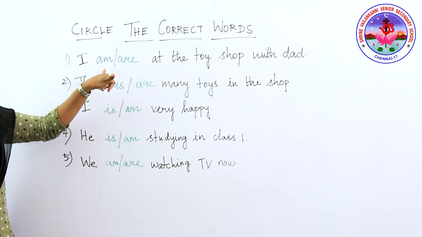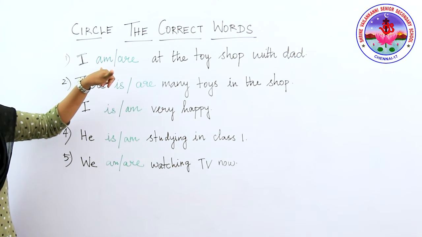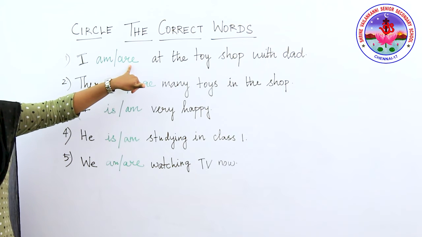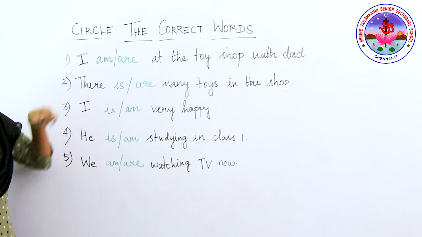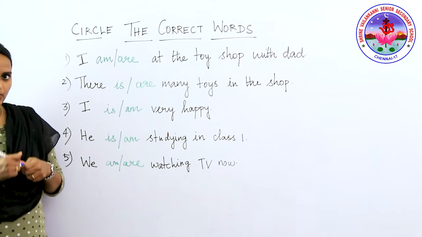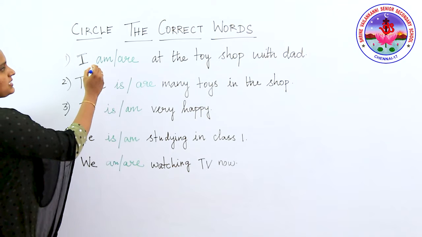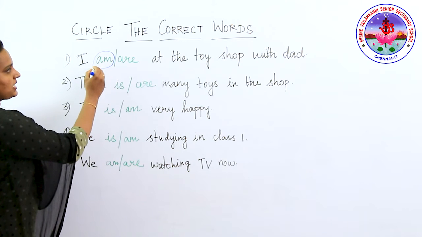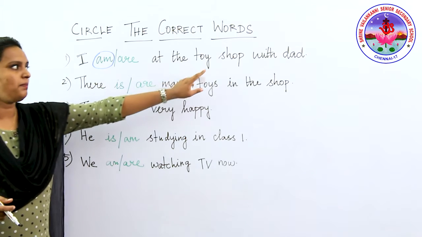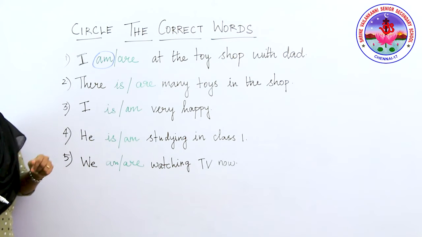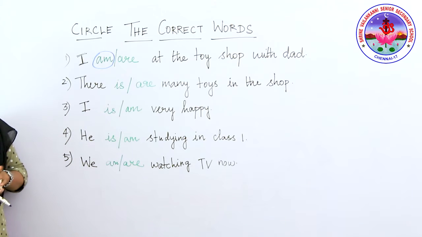So immediately after the word I, either am or are should come. And you already knew the condition. Am is always used with I. So immediately after you find the word, you need to circle the correct one, which is the correct answer: am. I am at the toy shop with dad. Okay. And look at the second sentence.